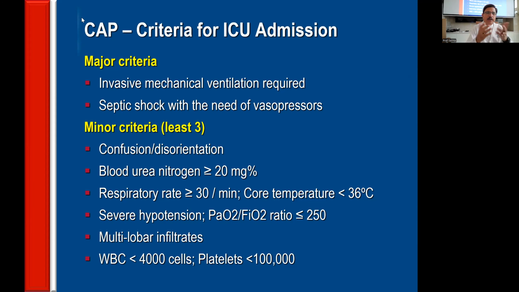If he has direct criteria, no problem. You have to admit him. If he has minor criteria only, doesn't require mechanical ventilation, no septic shock, but he has got any three of the 6 here, he qualifies for ICU admission because of confusion, disorientation, urea is more, tachypnea is there, hypothermia is there, hypotension is there, the PaO2 FiO2 ratio is less than 250, multilobar infiltrates, poor WBC response, and then platelets. In such a case, you may require ICU.